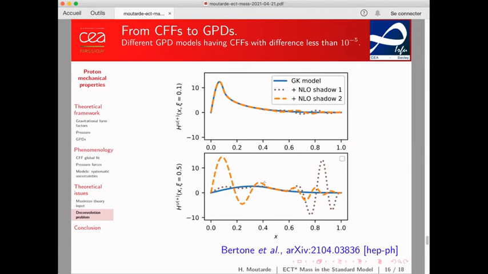And if I compute Compton form factors with these two GPDs, the difference of the Compton form factors at next-to-leading order will be less than 10 to the minus 5, which means that if we perform a fit blindly from experimental data, we have no way to prevent these things from entering our numerics.